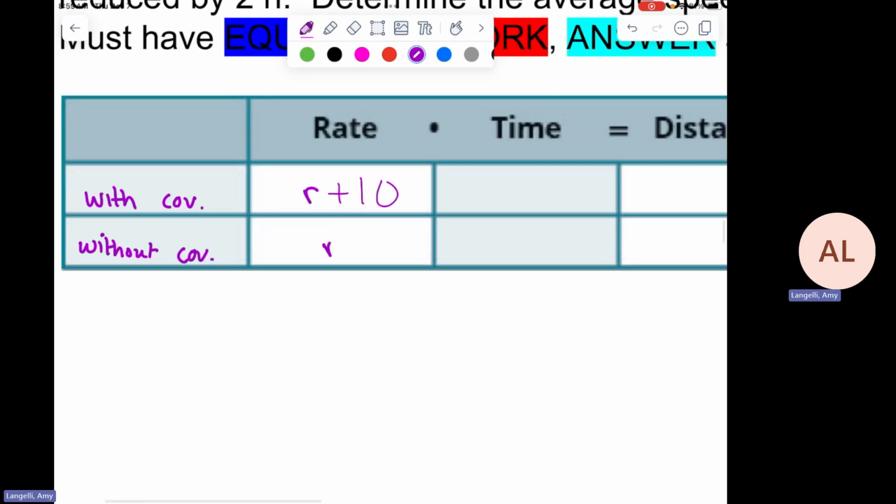Yeah, that's right. Now some kids ask, can I do minus 10 here and then just keep that at R? 100%. That's the same thing. That's fine. I like working with positives, so I'm going to do that instead.